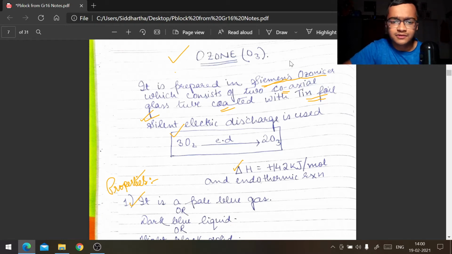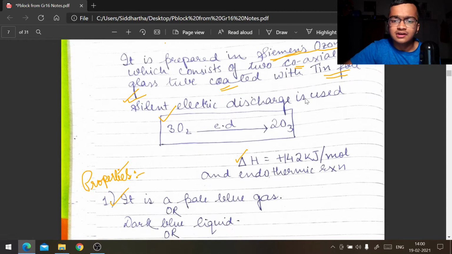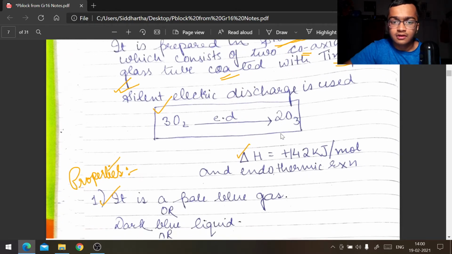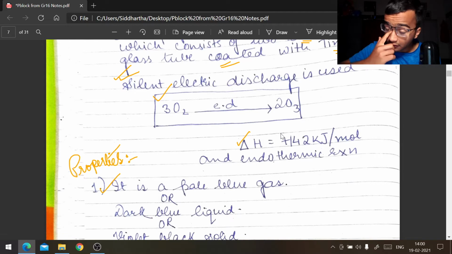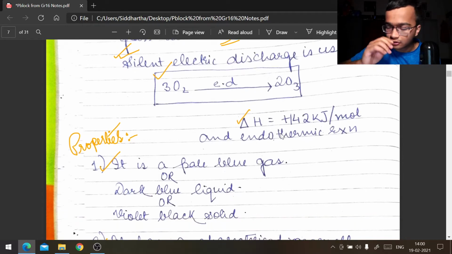It is prepared in the Siemens ozonizer, which consists of two coaxial glass tubes coated with tin foil. There is silent electrical discharge, and ozone is prepared from the atmospheric oxygen. You have to mention silent electric discharge because there cannot be any sort of flash or sparking like that. It is an endothermic reaction, and 142 kilojoules per mole of energy is absorbed in this process.